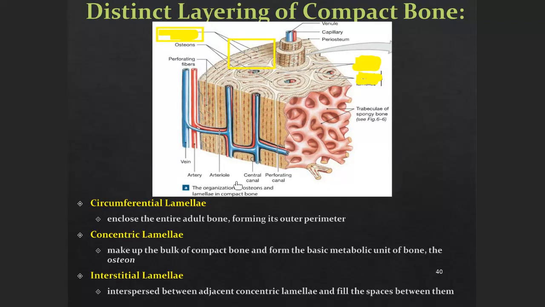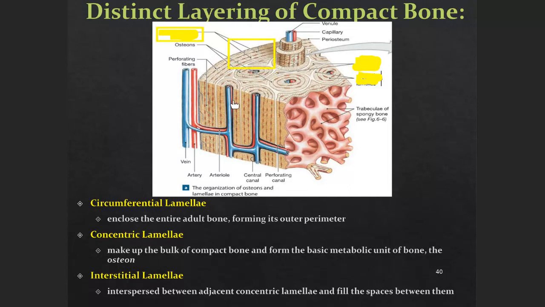Okay. Then interstitial lamellae. Can you see these lines that are present in between the concentric lamellae? These are called your interstitial lamellae. They are interspersed, meaning they are present in between adjacent concentric lamellae and fill the spaces between them. That is their job. When the concentric lamellae are apart from each other, there has to be something to fill the space. That space is filled by your interstitial lamellae.